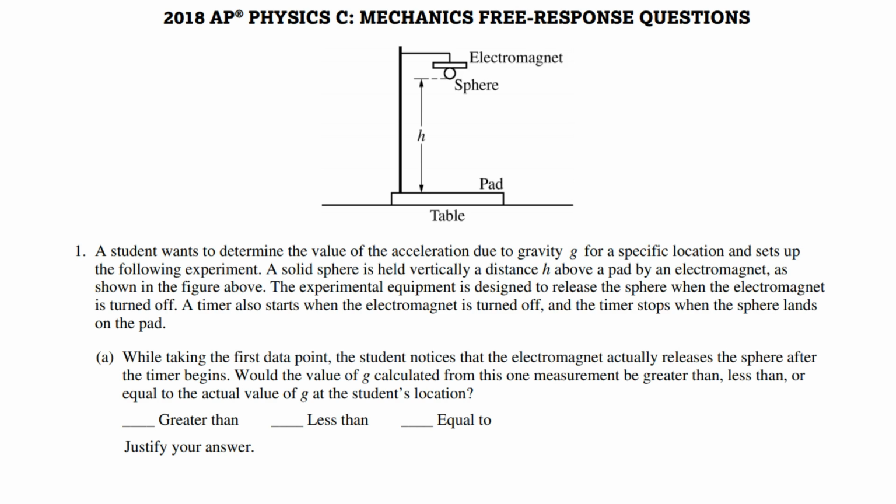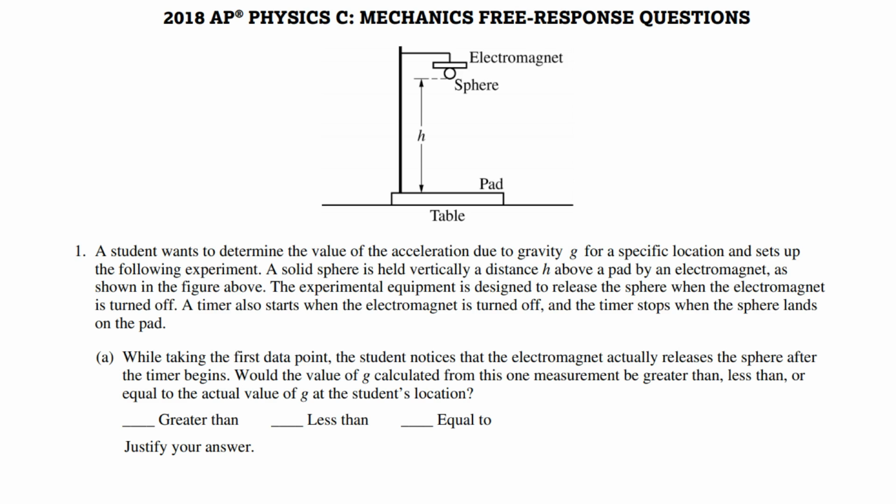The experimental equipment is designed to release the sphere when the electromagnet is turned off. A timer also starts when the electromagnet is turned off, and the timer stops when the sphere lands on the pad. While taking the first data point in part A of number 1, the student notices that the electromagnet actually releases the sphere after the timer begins. Would the value of g calculated from this one measurement be greater than, less than, or equal to the actual value of g at the student's location?